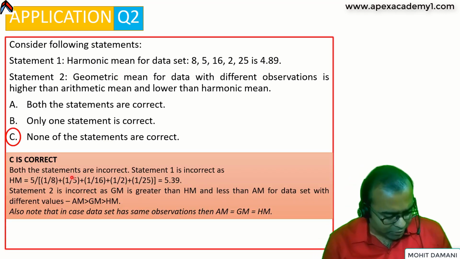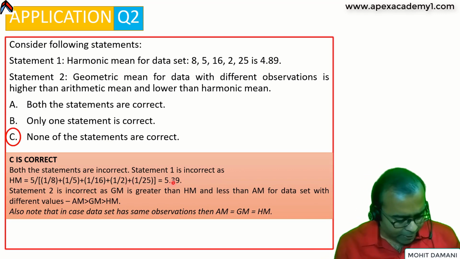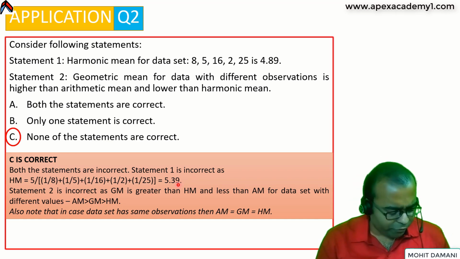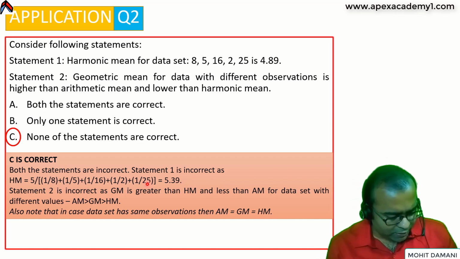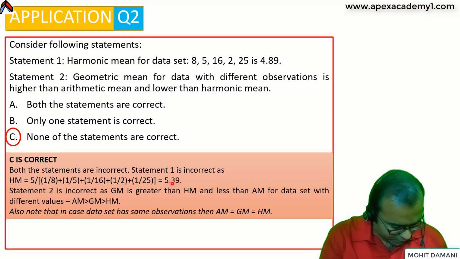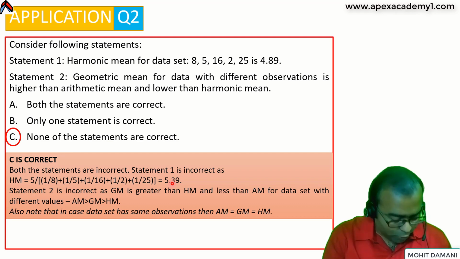I think the answer we got was different. Maybe I have to recheck it, but the answer is 5.39, and we got 5.15. However, if you solve it, I think you will get the same answer. So maybe I made an error in my calculator. Let me check again. 8 inverse plus 5 inverse plus bracket open, 16 inverse plus bracket open, 2 inverse plus bracket open, 25 inverse. Oh, sorry.